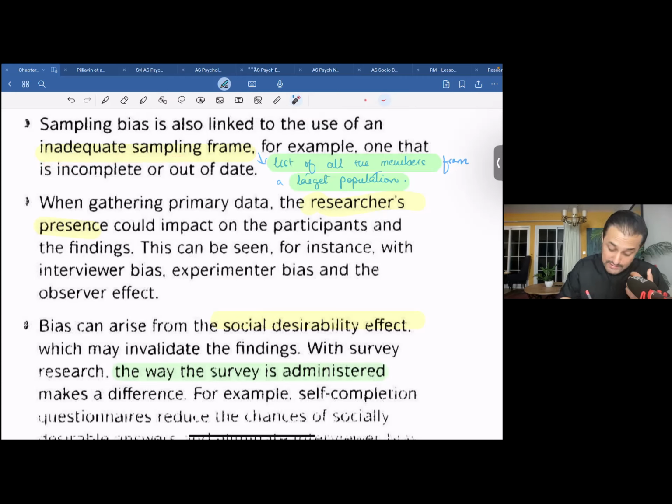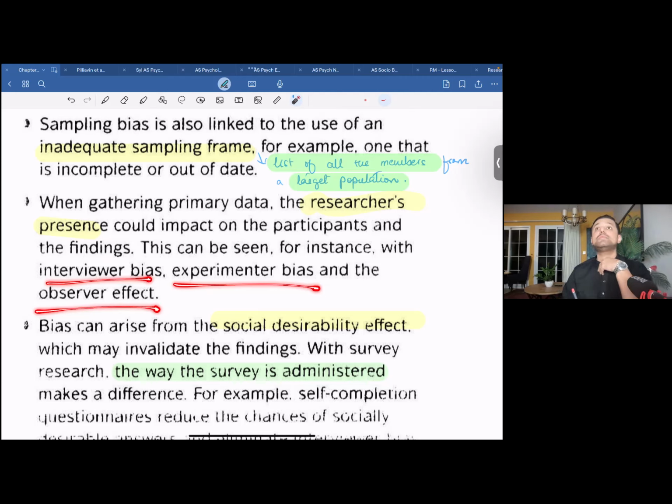For example, one that is incomplete or out of date, right? So that could be another way through which the findings of your research could be biased. The next one: when gathering primary data, the researcher's presence could impact the participants and the findings. This could be seen, for instance, with interview bias, experimenter bias, and observer effect.